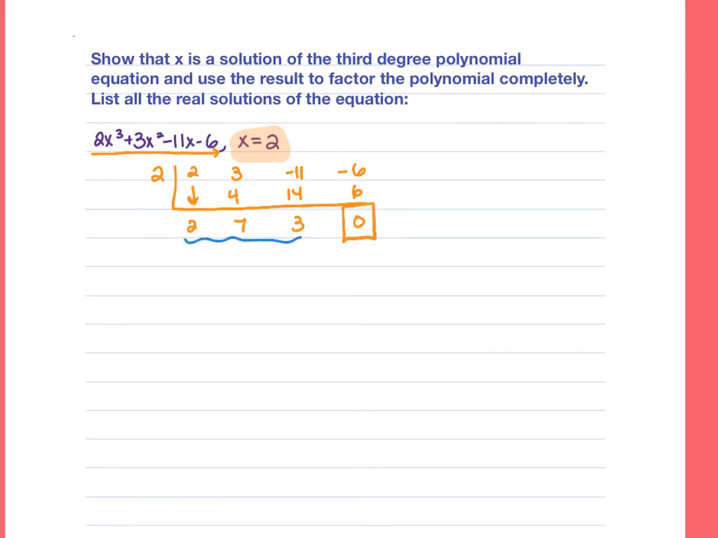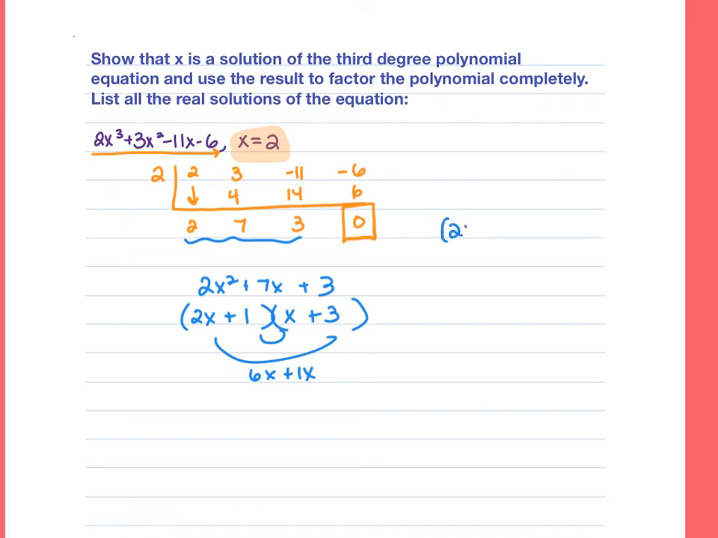Now take what's left, 2x squared plus 7x plus 3, and factor it to find my remaining terms. 2x, x, this would be a positive 3 and a positive 1. That gives me 6x plus 1x, which is what I have in the middle, 7x. So my complete factorization is 2x plus 1 times x plus 3 times x minus what I was given initially, which is 2. That's the complete factorization. The list of all the real solutions would be negative 1/2, negative 3, and positive 2.